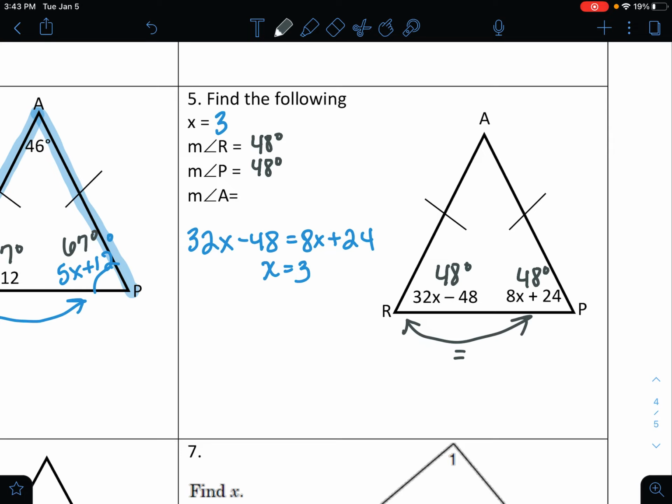Well, don't forget, they all have to add up to 180. So you can add those two together and then subtract it from 180. I think I'm gonna do it all together, so I don't have to use my calculator twice. So I'm gonna do 180 minus, and then I have to put those other two in parentheses. And we get 84 degrees. Okay, and that is that. So we're gonna go ahead and move on to the next.